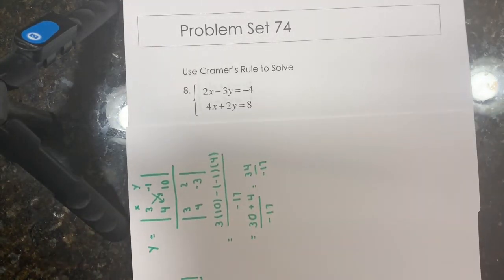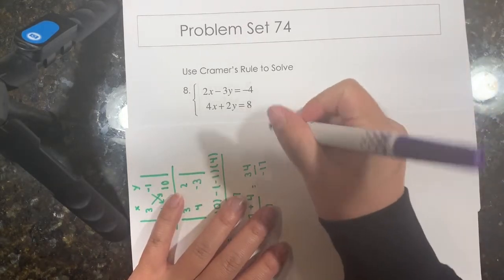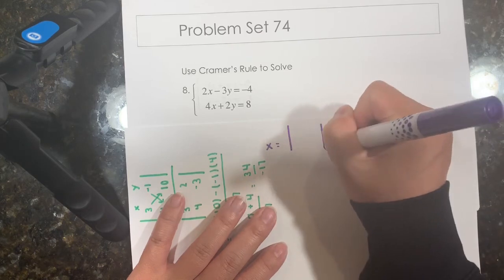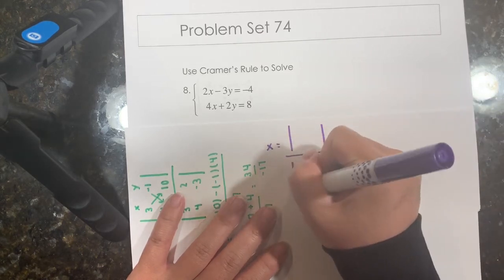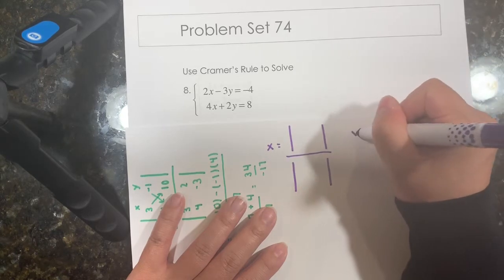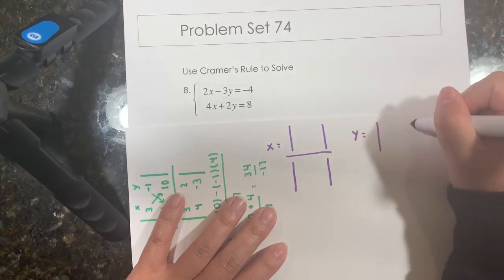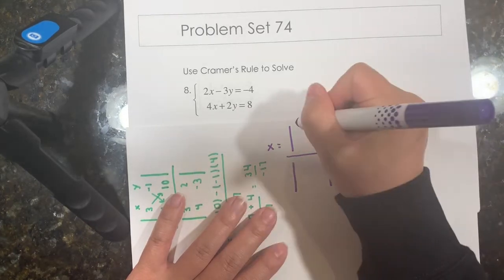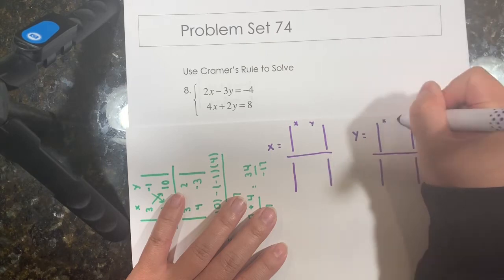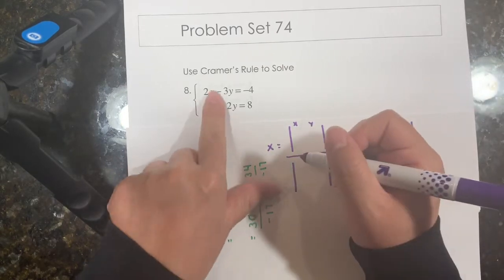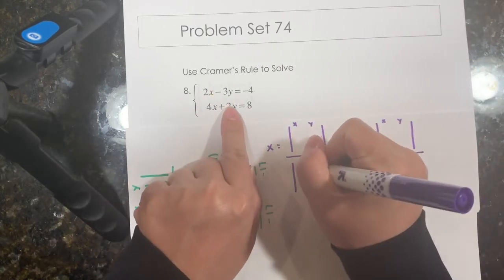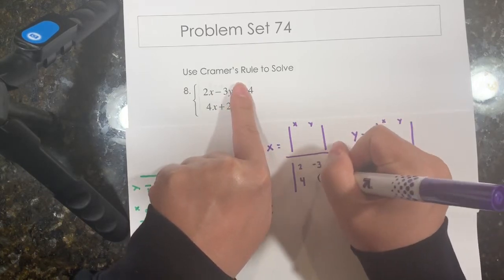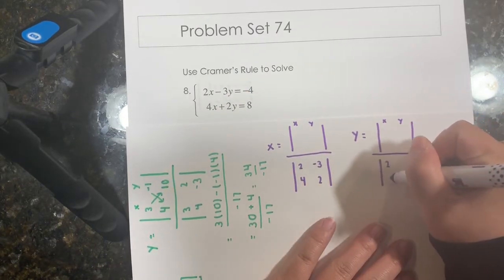So for number 8, I'm going to start with solving for x. So I'm going to have a matrix over a matrix like this. Then y is going to be the same, so a matrix over a matrix. Remember, I have an x and a y column. My denominator is going to be filled with the coefficient for x, so 2 and 4. And then the coefficient for y, which would be negative 3 and 2. That's going to be the same for both.